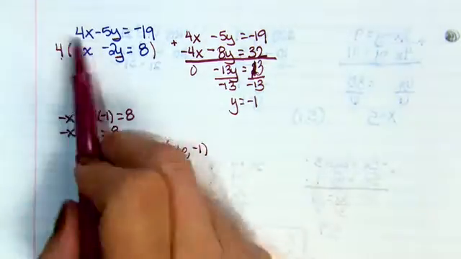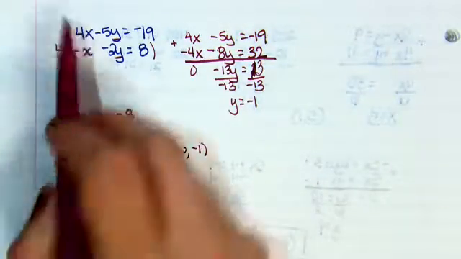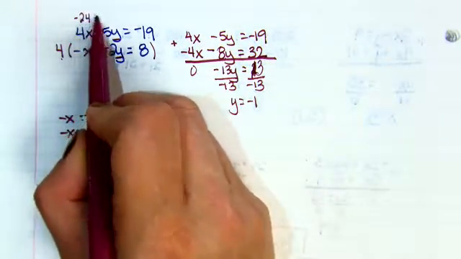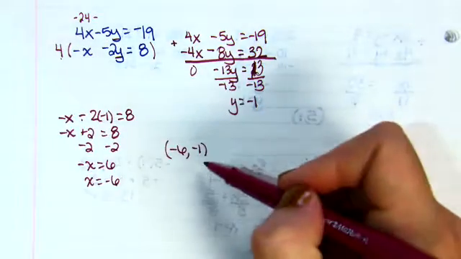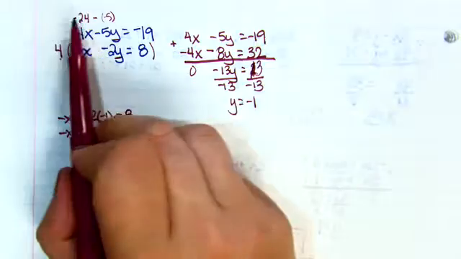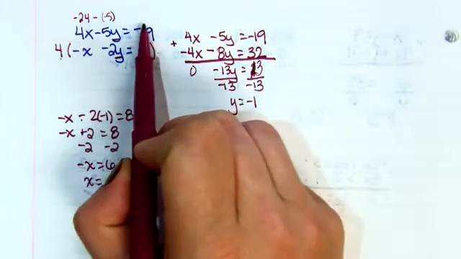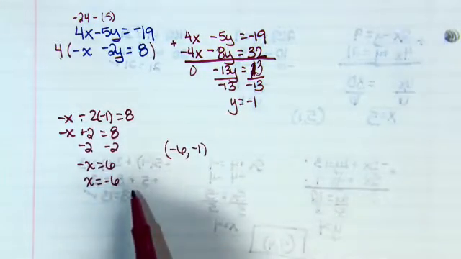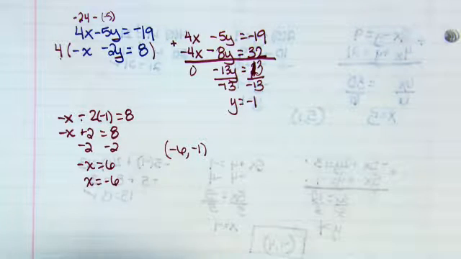And then if I substitute in here, 4 times negative 6 is negative 24. 5 times negative 1 is a negative 5. So negative 24 plus 5 will give me negative 19. So that tells me that's my correct answer.